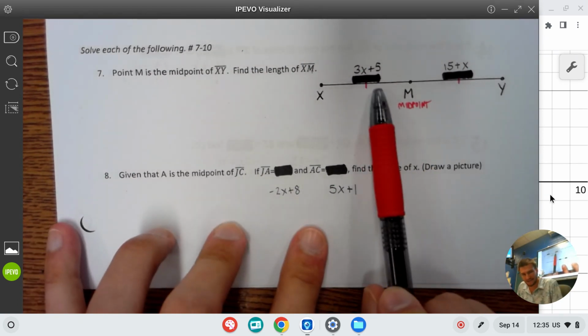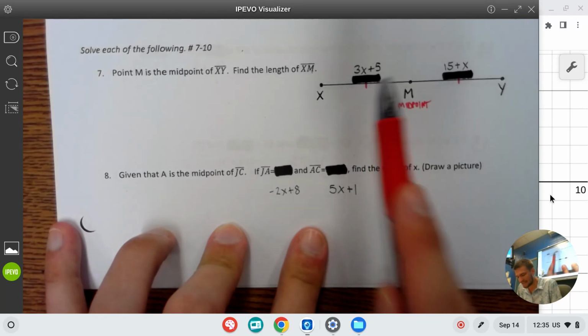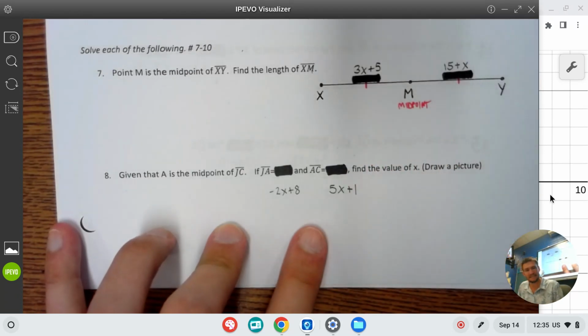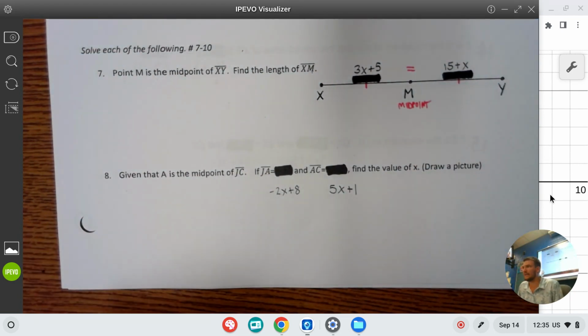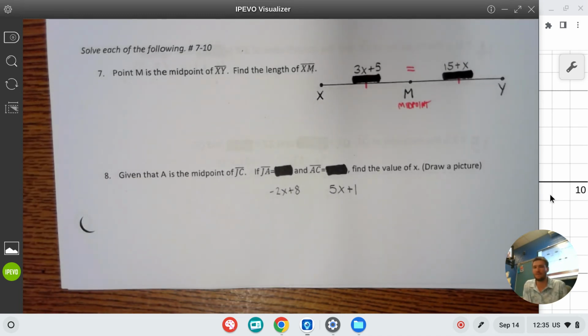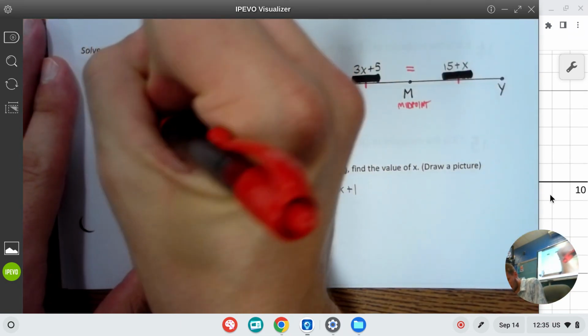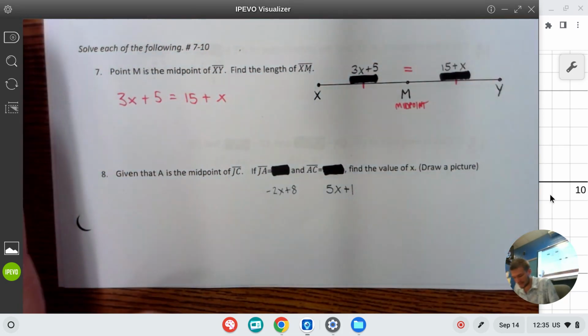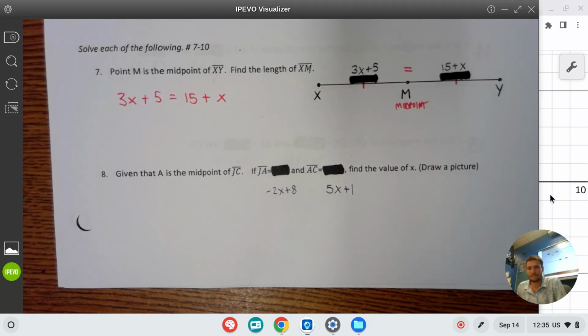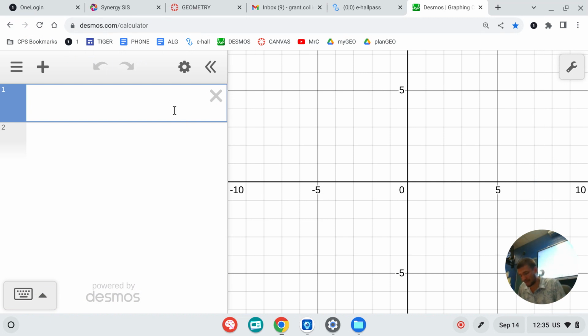If you know for a fact that this side is the same as this side, then the easy algebra equation that you set up is, you just put an equal sign, right? If the left is equal to the right, then you just write the left is equal to the right. Okay, I'll write it again just to make it super clear. 3x plus 5 equals 15 plus x. And as long as we've set up our equation, then Desmos should be able to do all the legwork for us. 3x plus 5 equals 15 plus x.